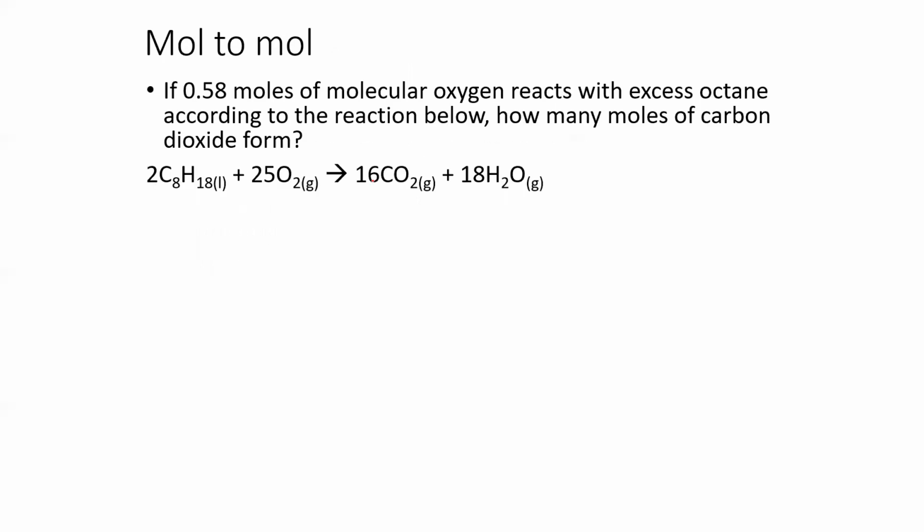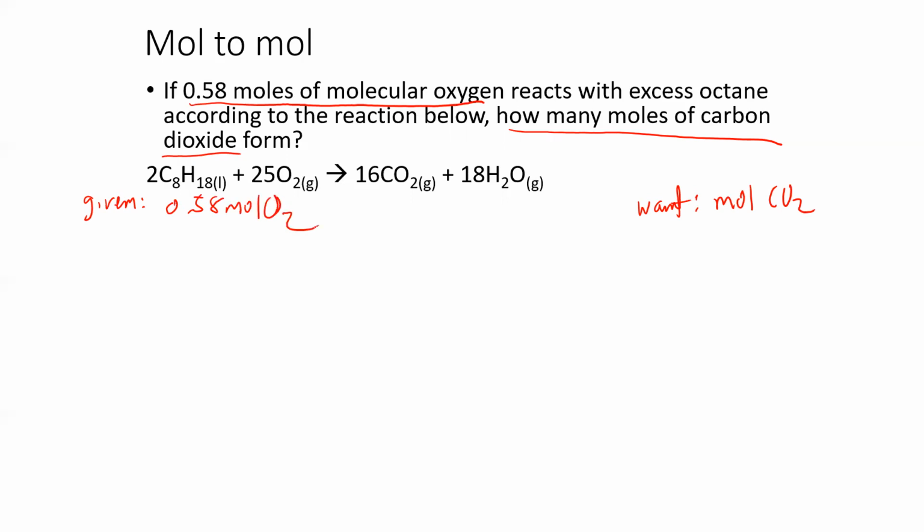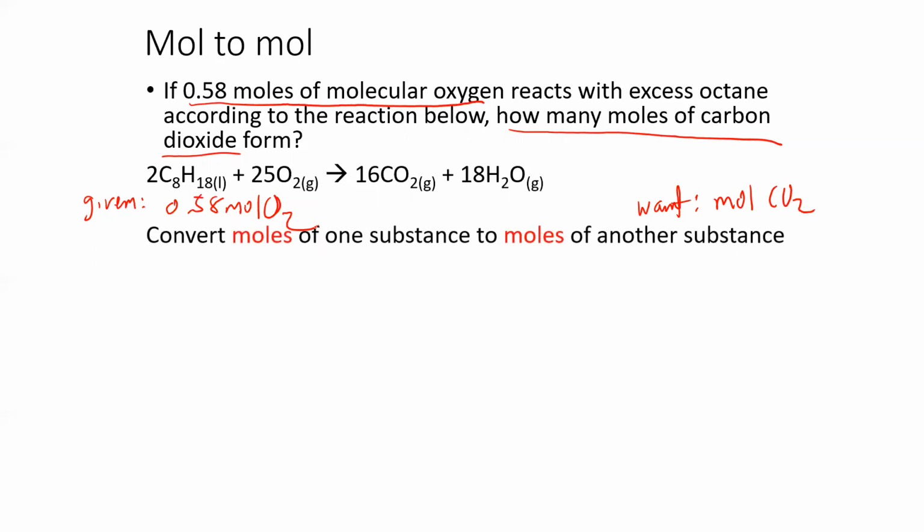So let's apply it. I'm telling you it's mole to mole, but I won't always tell you that. So if I have 0.58 moles of molecular oxygen, that's a given, and it reacts with excess octane, how many moles of carbon dioxide do I want? So I want moles of CO2. I'm given 0.58 moles of O2. This is stoichiometry. I'm given a certain amount of something and I want to know how much is produced. And this is the straightforward mole to mole where I can use the balanced chemical equation. So convert moles of the one substance to moles of the other.